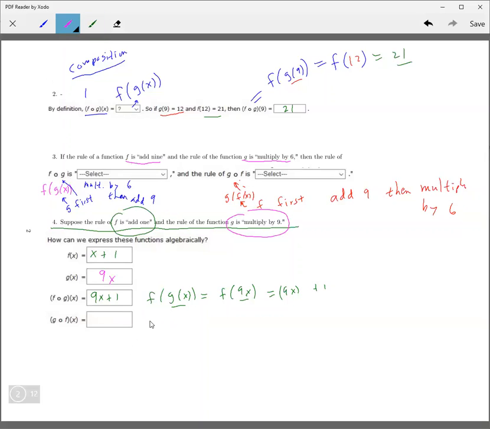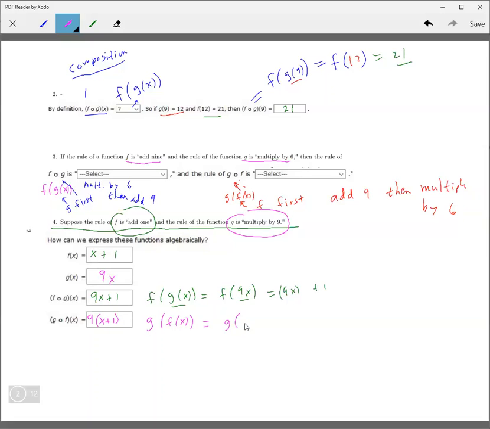Okay, this one is g of f of x. So here you're going to do f first. So add 1, then multiply by 9. So that when you do that, it's going to be like that. Okay, so notice that there's a difference. It matters what order you do things in.